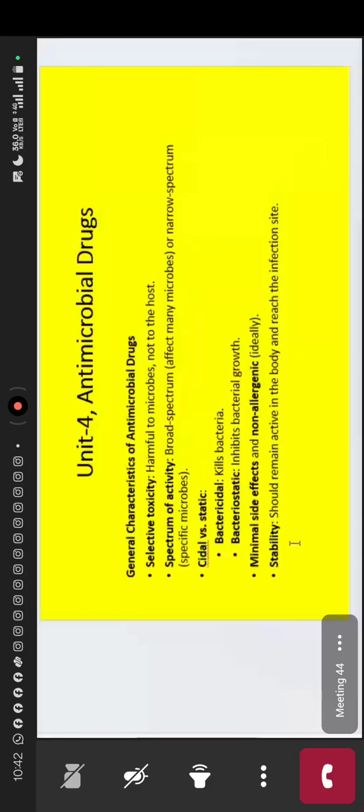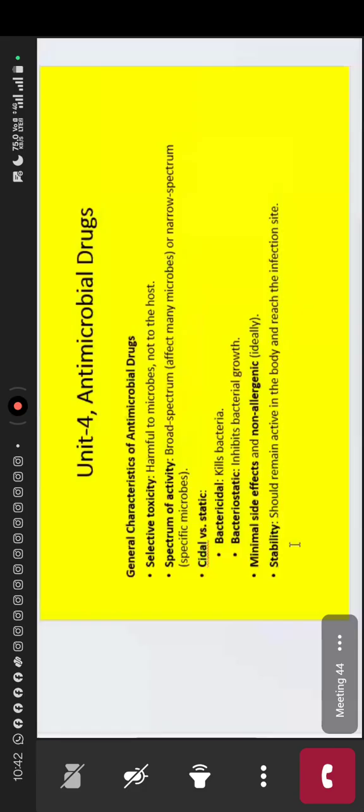Antimicrobial drugs have minimum side effects to the host, but they are not lethal. They have just minimum side effects like diarrhea, vomiting, and loss of appetite. They are not harmful and not lethal to the host. Stability: it should remain active in the body and reach the infective site. Antimicrobial drugs have the ability to remain active in the body and reach the infectious site and support the immune system and help the immune system to kill the microorganisms.